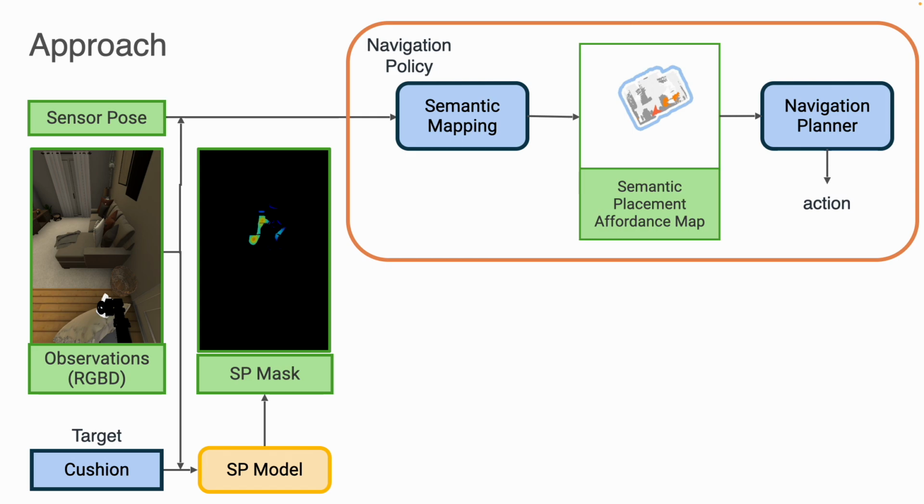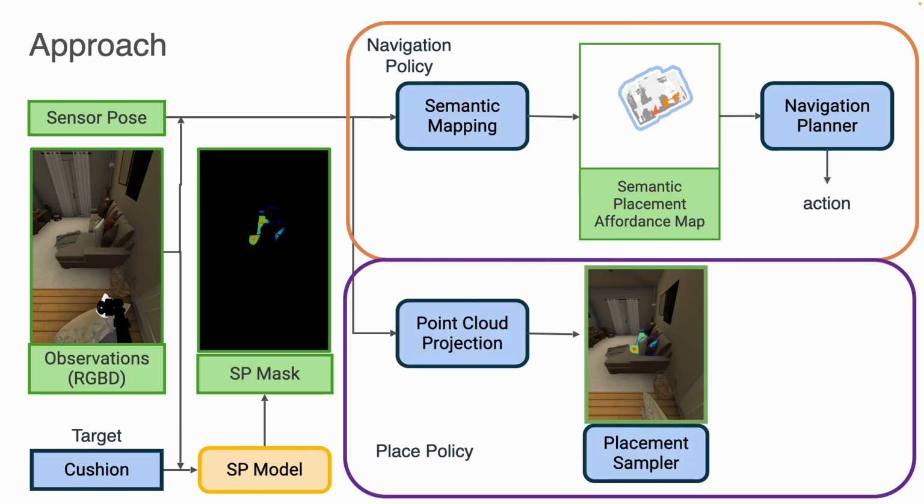Once the agent reaches close enough to the placement region, the control is handed off to a placement policy that uses semantic placement predictions from the model on the head camera and samples points on the predicted regions, projects them to 3D, and samples a placement location that is then realized using an IK planner.